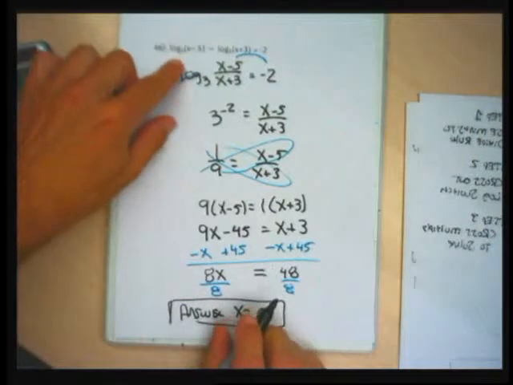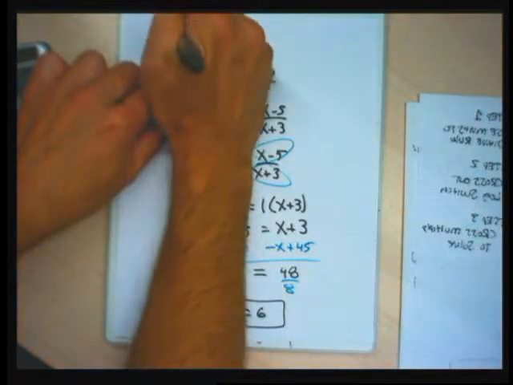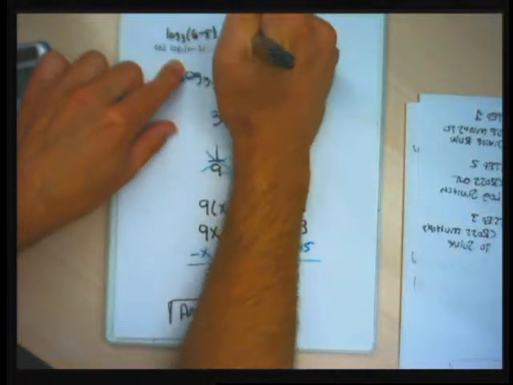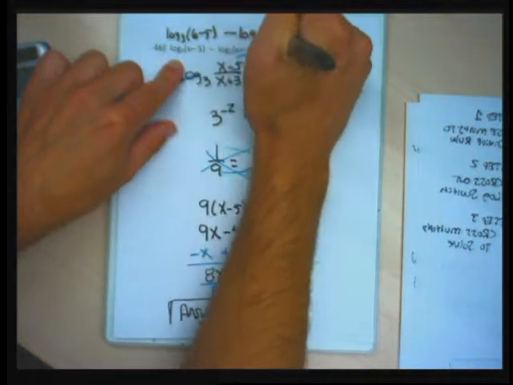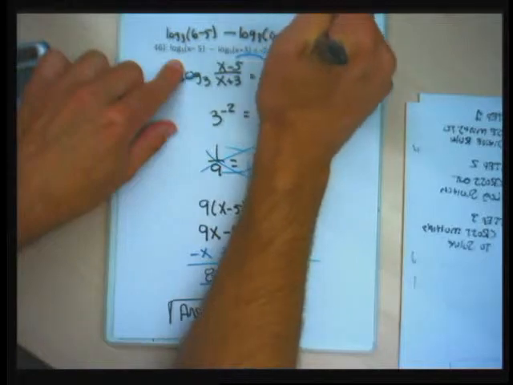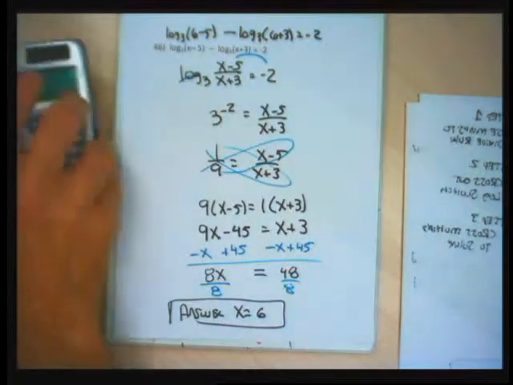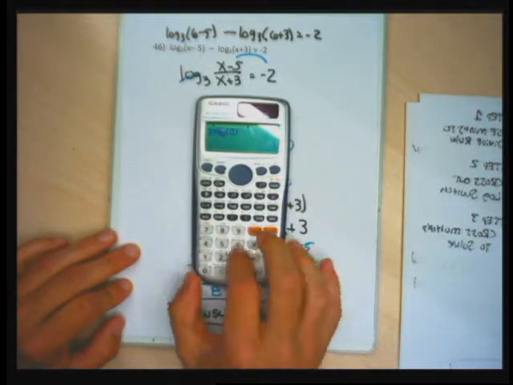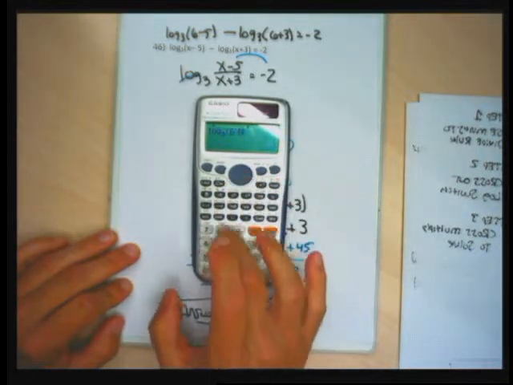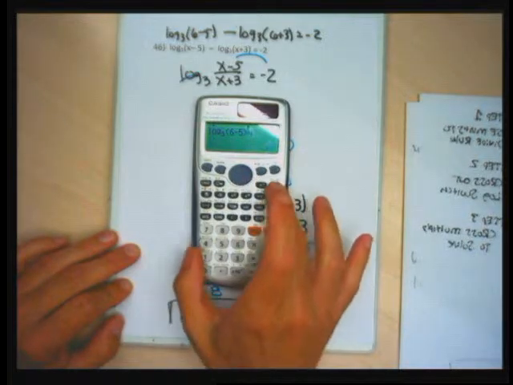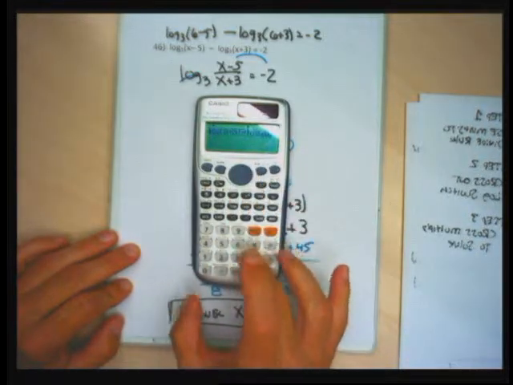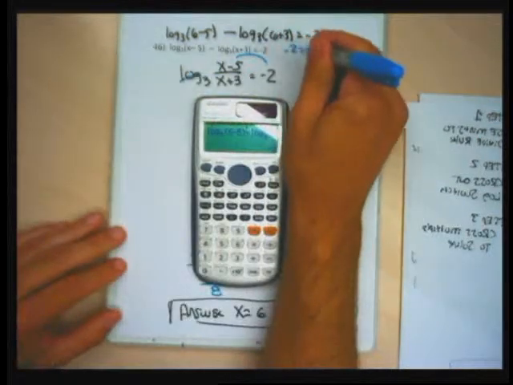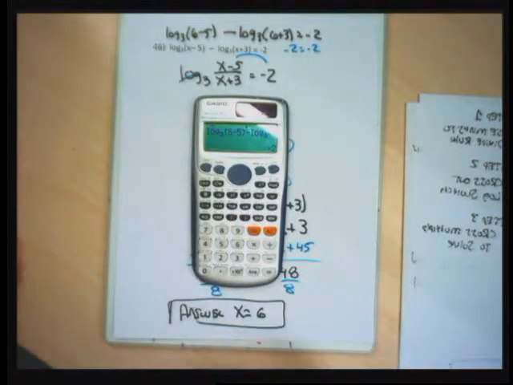I'm going to check it up here. So I'm going to see if the log base 3 of 6 minus 5 minus the log base 3 of 6 plus 3 equals -2. So checking is super important on these. So log base 3 of 6 minus 5 minus the log base 3 of 6 plus 3, and I get -2, which still does equal -2. So I've checked, I'm done.